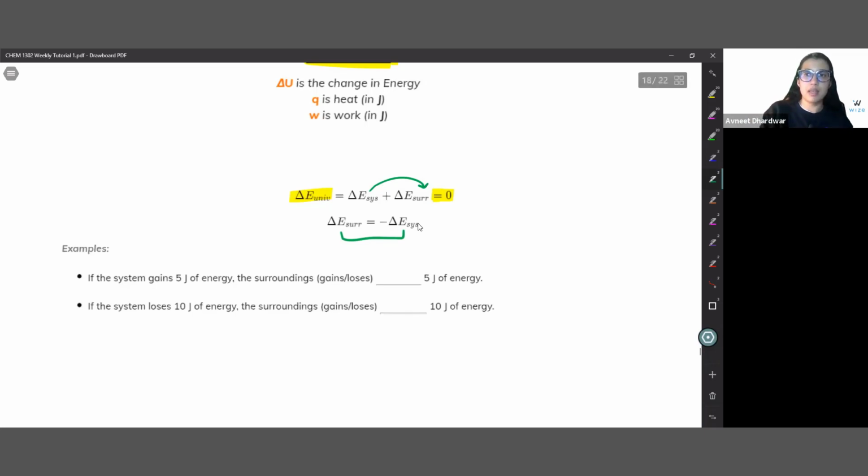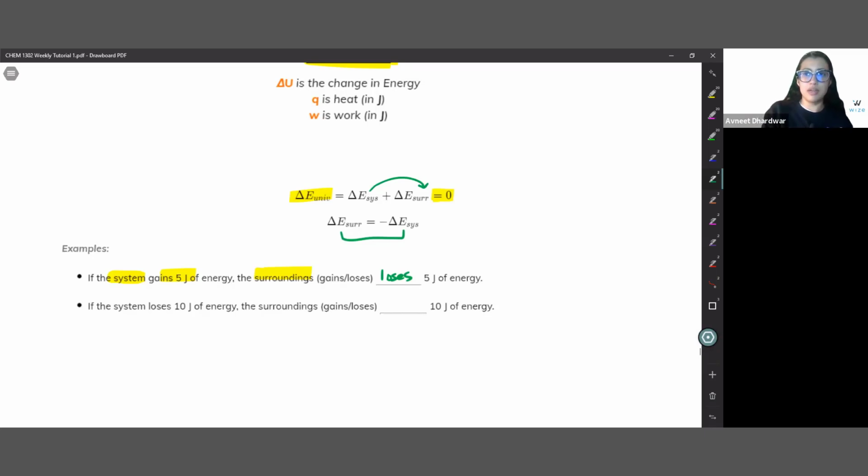So if the system gains 5 joules of energy, that means the surroundings lost 5 joules of energy. So the surroundings had to lose 5 joules of energy. That's how the system gained 5 joules of energy. The 5 joules of energy didn't just come from thin air, it came from the surroundings.